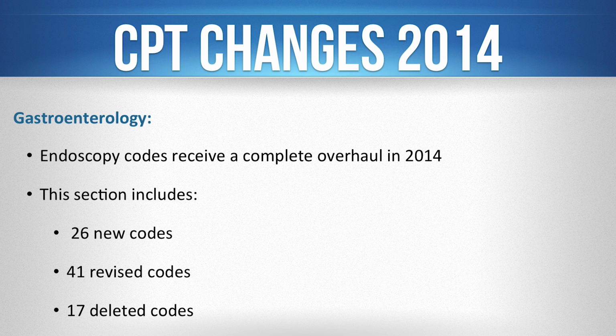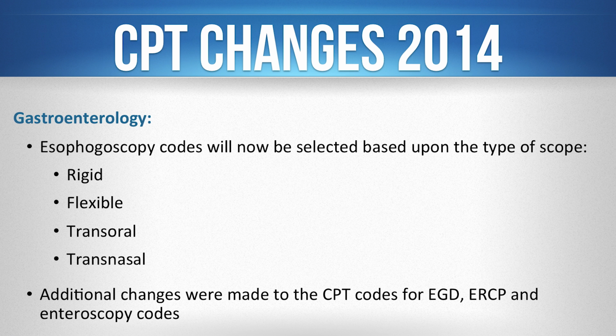The GI section gets a complete overhaul. The section includes 26 new codes, 41 revised codes, and 17 deleted codes. Your scopes will now be selected based upon the type of scope, and additional changes were made to CPT codes for the EGDs, ERCPs, and your enteroscopy codes.